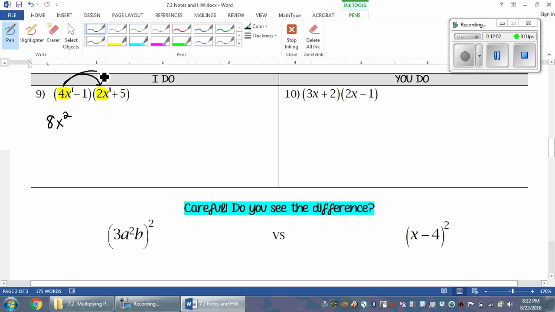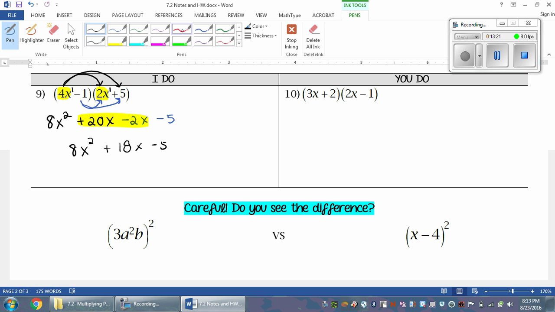I'm going to continue distributing the 4x to the side. 4x times 5 is positive 20x. Go ahead and distribute the negative 1. Negative 1 times 2x is negative 2x. Negative 1 times 5 is negative 5. Notice I still have like terms in my middle. So I'm going to drop down the 8x squared. 20x minus 2x is 18x. And drop down the negative 5. That is my answer.